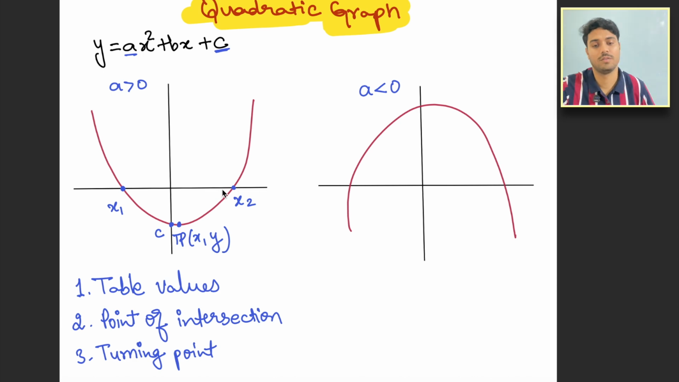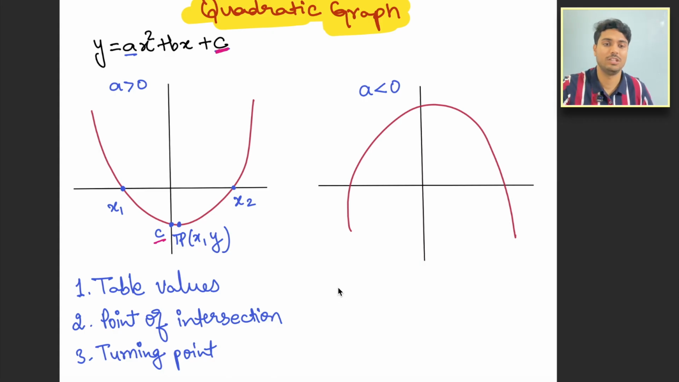We already know how to find x1 and x2. x1 and x2 are the solutions of the quadratic equation. When you equate the equation to 0, you can solve it using the factorization method or the quadratic formula, and you will get the values of x1 and x2. The c you get from the equation itself, but for the turning point, you have to use different methods.